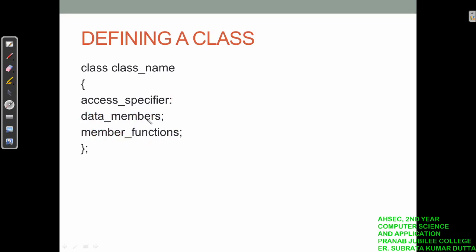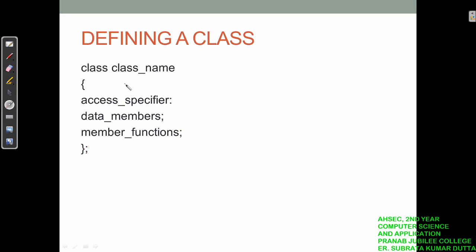Okay, so data members are the variables that are declared within the class, and member functions are the functions that are declared within the class. Simple. That means within these braces. Those variables or constants or those functions that are declared within this class are the members of this class. So when you close the class you will have to give a semicolon also, not only close the braces but also the semicolon.